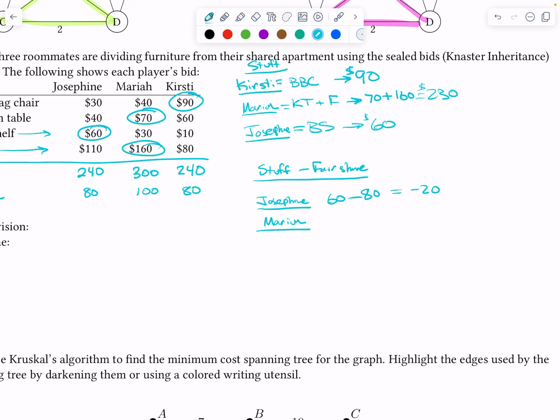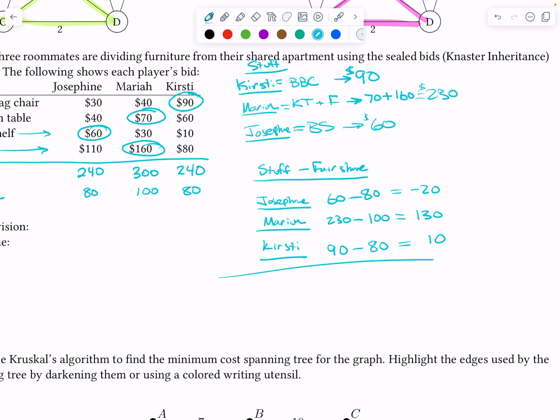She got $230 worth of stuff. She thought a fair share should be $100, and so she got $130 too much. And Kirsty, she got $90 worth of stuff, and she thought a fair share would be $80, and so she got $10 too much.